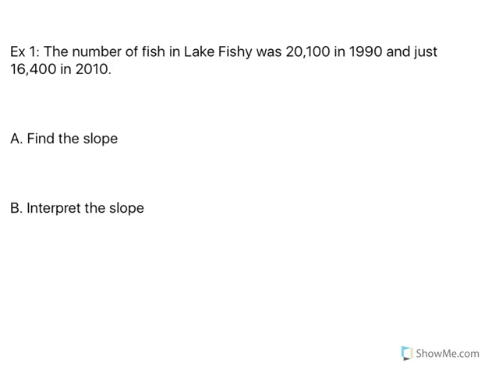All right, let's do an example. The number of fish in Lake Fishy was 2,100 in 1990 and just 16,400 in 2010. So the first thing we're going to do is find the slope. Now, in order to find the slope, we have to come up with ordered pairs.